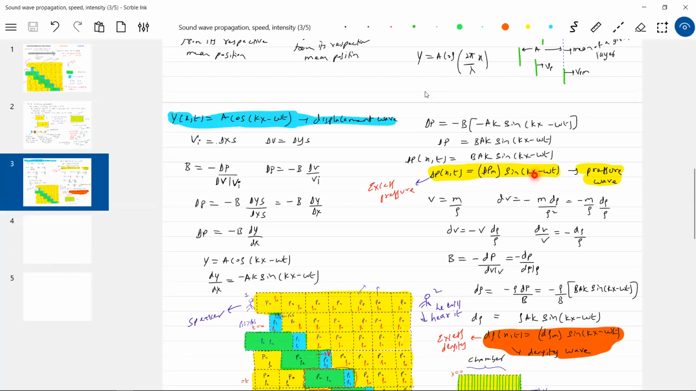What about this? X is what? The position of a layer. So what is the excess pressure at a given point, or at a given layer? And x is what I'm going to choose later. By using x, I can choose any point in a medium at a given time. There I can tell what is the pressure, where that particular medium is from its mean position, and what is the density at that particular point.